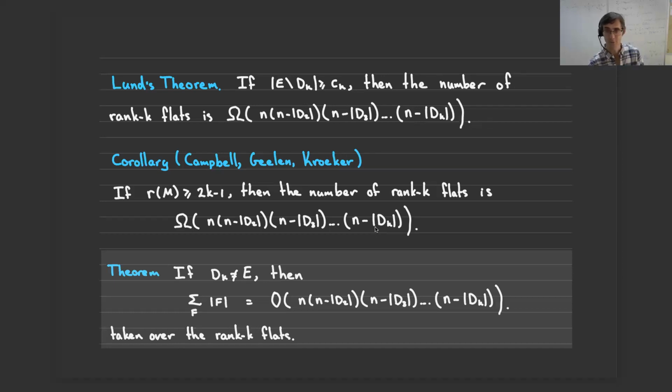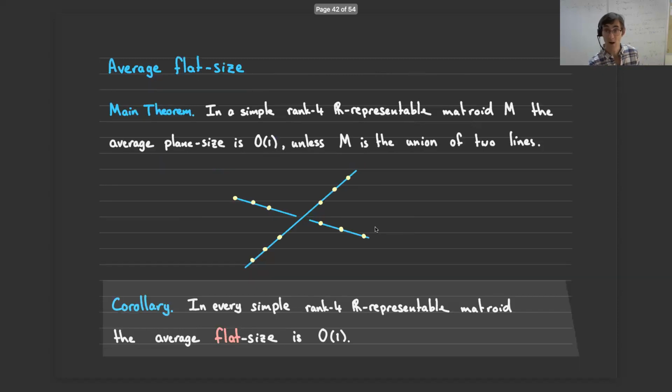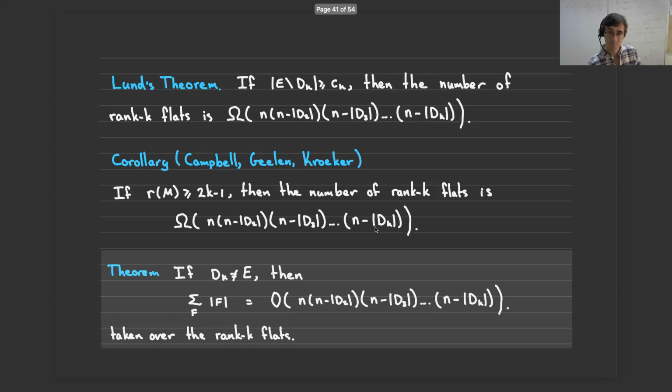Okay, and when you combine those results together, you get exactly what I said earlier: as long as your rank is at least 2k-1, then the average size of a rank k flat is bounded by a constant, because you've got this lower bound on the number of rank k flats matching the upper bound on the sum of the flat sizes, up to a multiplicative constant.